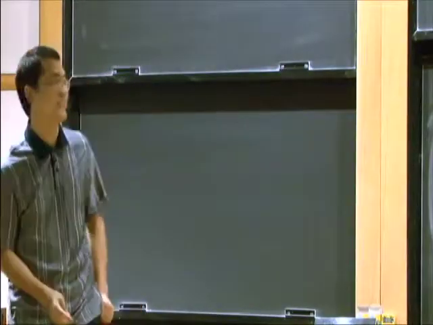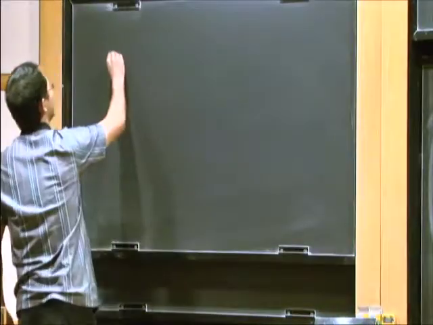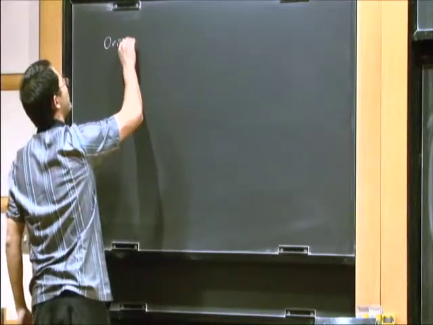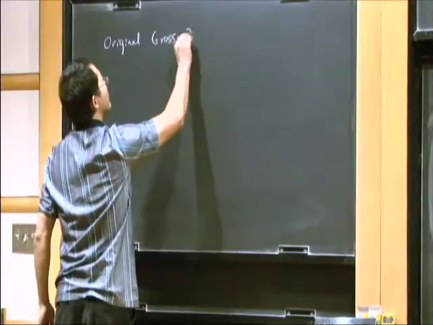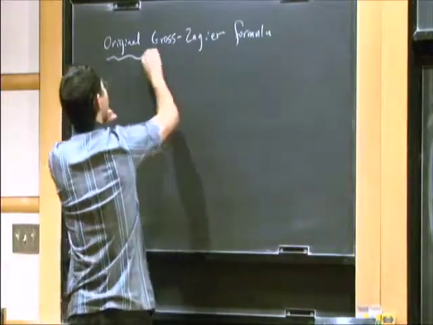So today the topic is to give a new formulation of the Gross-Zagier formula. I will not go to the proof part, but if we have time, we may discuss a little bit. I will start with the original Gross-Zagier formula and then move to our statement. This is the first part.